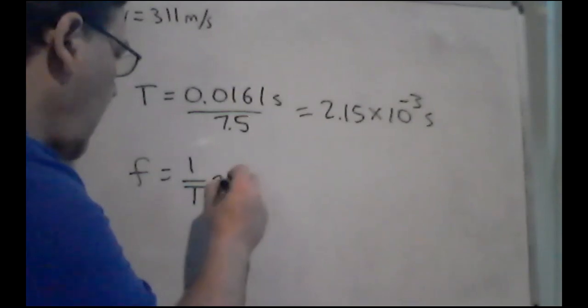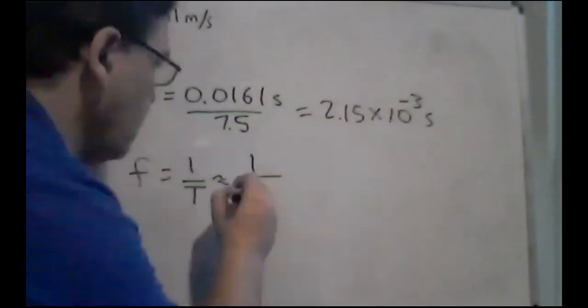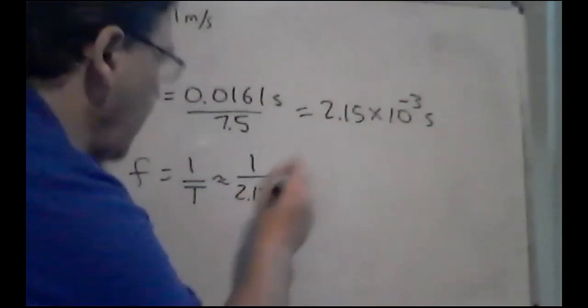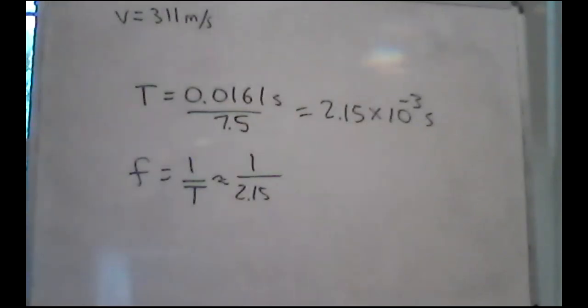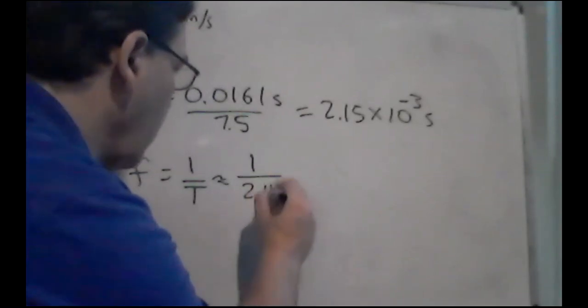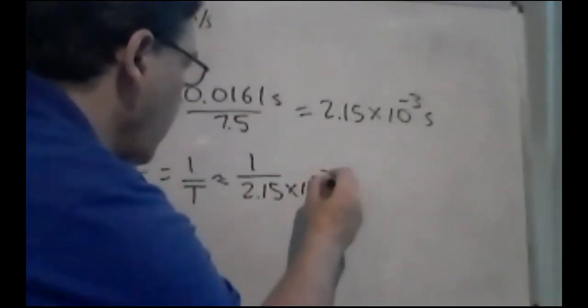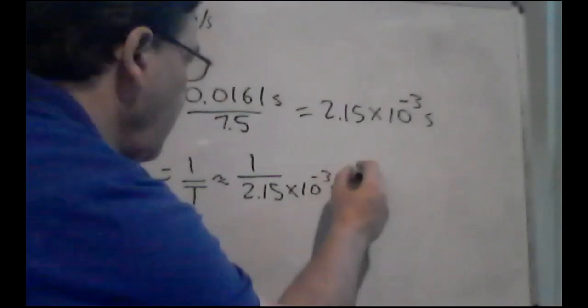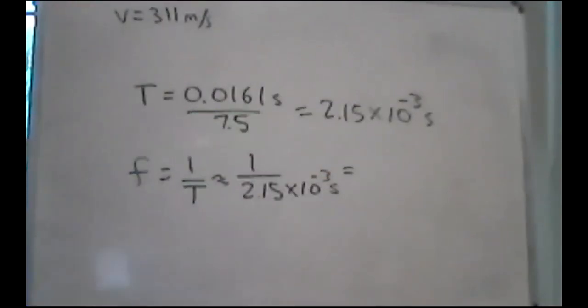So what would that be? About 1 over 2.15, pure measurement right here. Just me, my stopwatch, and counting waves, right? 2.15 times 10 to the negative 3 seconds, and I'd find out that my estimation of frequency, if I knew nothing else, 1 divided by 2.15 times 10 to the negative 3, would be about 465 hertz.